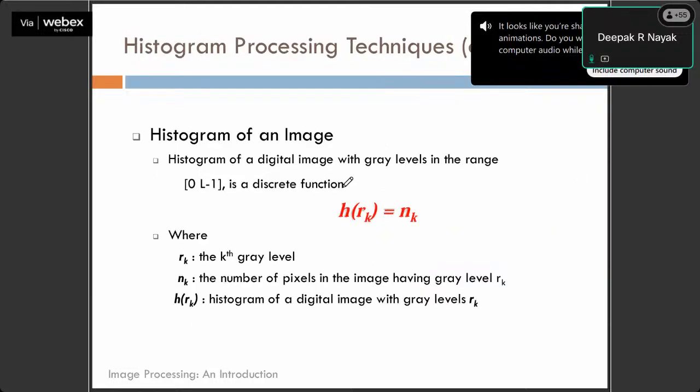So then how can we define a histogram? I have already discussed: h(rk) = nk. This means the histogram of a particular gray level rk is nothing but nk. nk is the number of pixels, the number of times that particular rk pixel is present in that particular image. That is what the histogram is here.